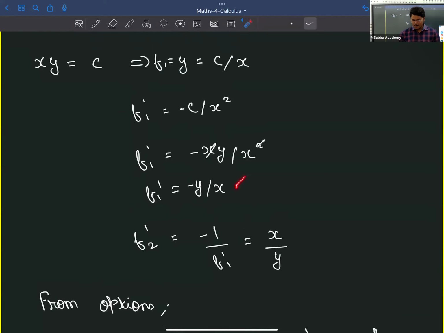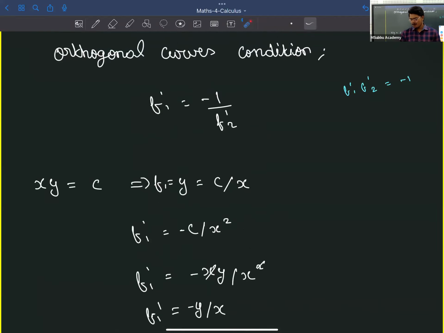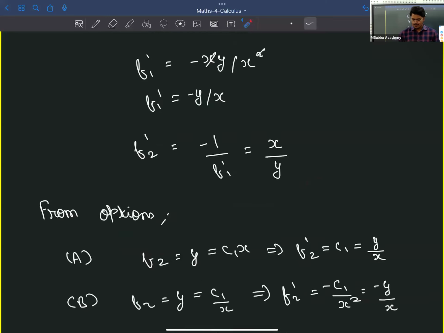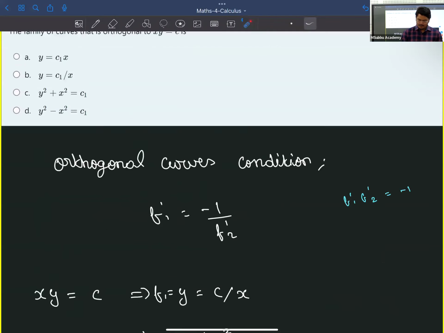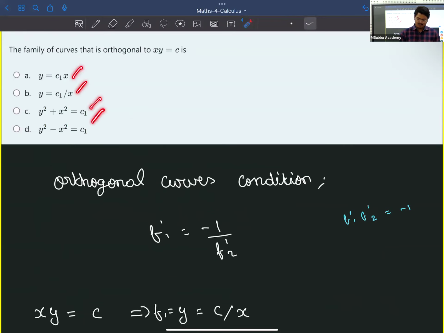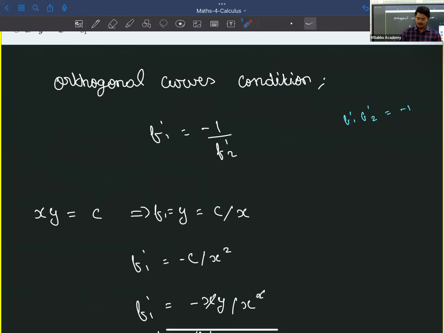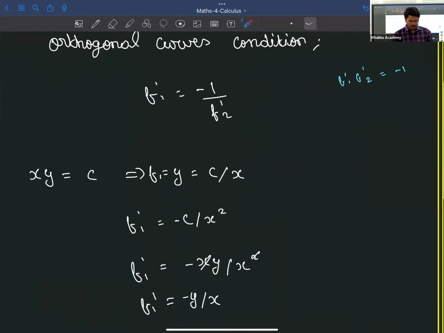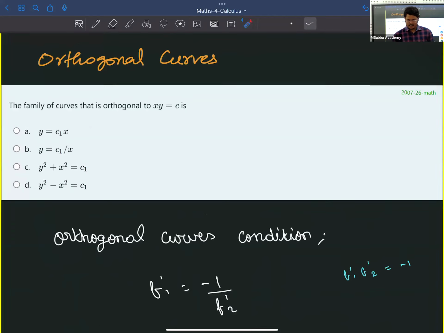From this, find f2 by using this property. Substitute f1 here. So what you get? Just the reverse of this, then minus minus gets plus. So f2 dash will be x by y. Now, using this, when you differentiate these terms, the term which contains f2 dash equal to x by y will be the curve which is orthogonal to xy is equal to c.